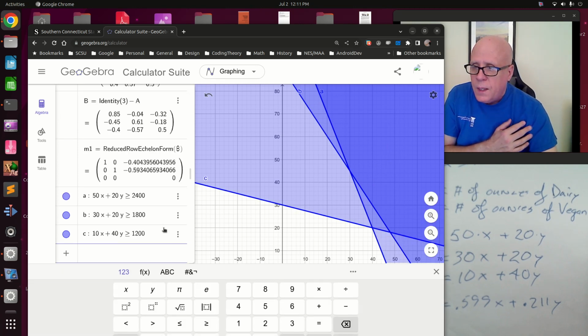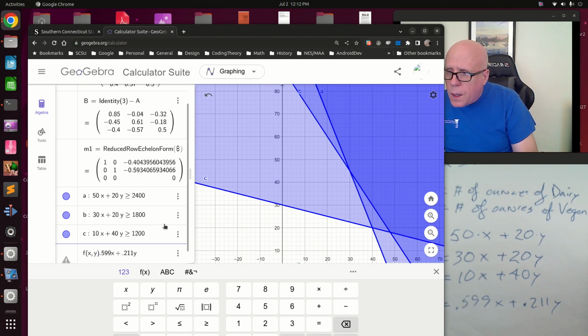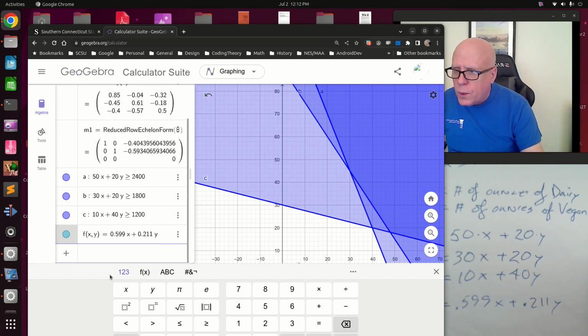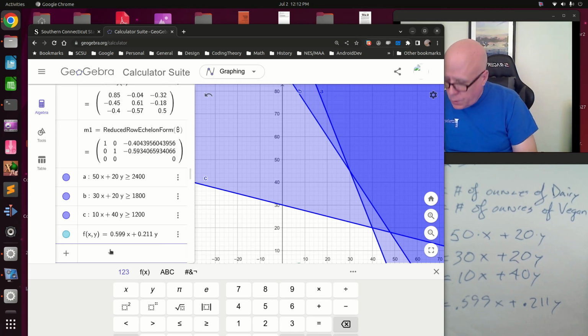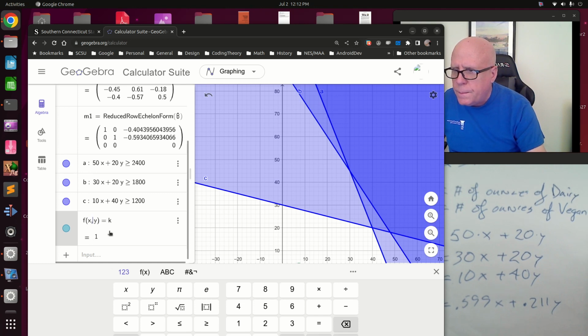kind of good. Let's add in a plot of our objective function, 0.599x plus 0.211y. Actually, I think I want to name it f of x and y equals that. And then we want to see something on a plot, so f of x and y set equal to a variable k, and we'll get a slider for k. I wanted a slider for k.